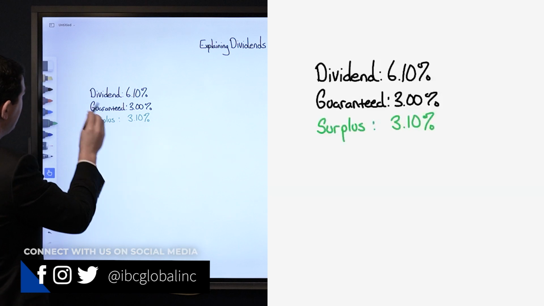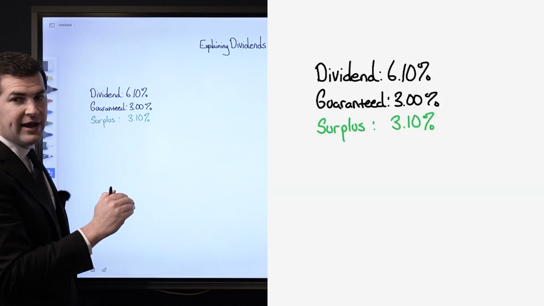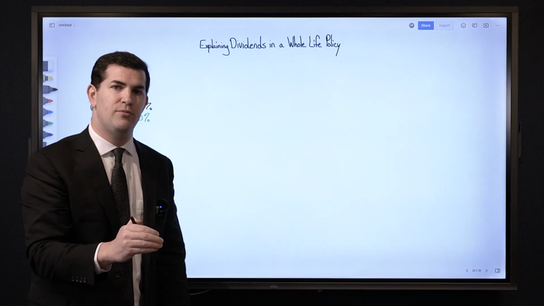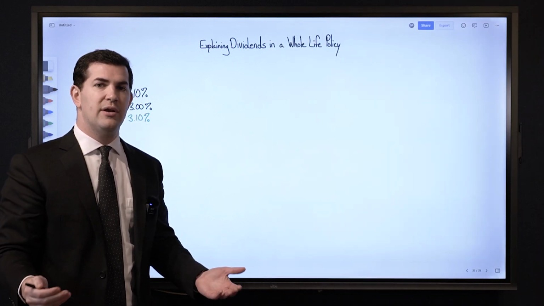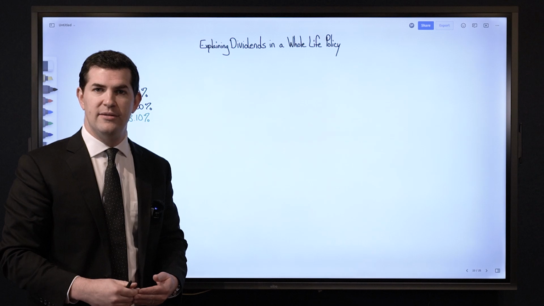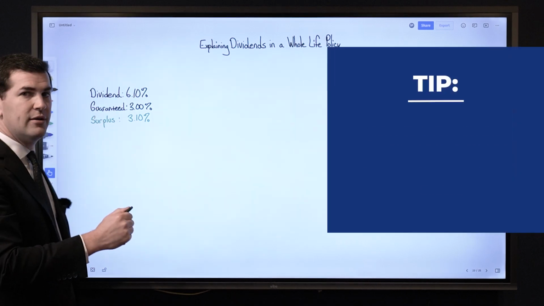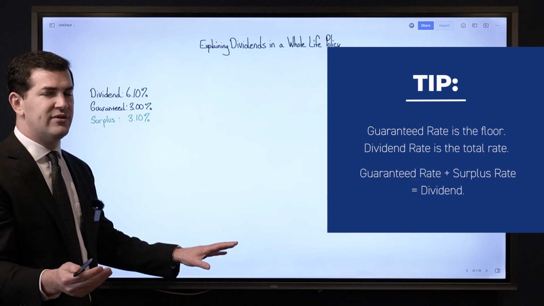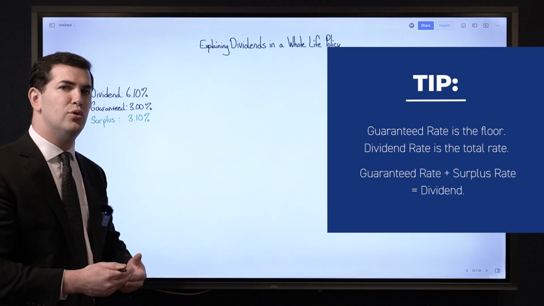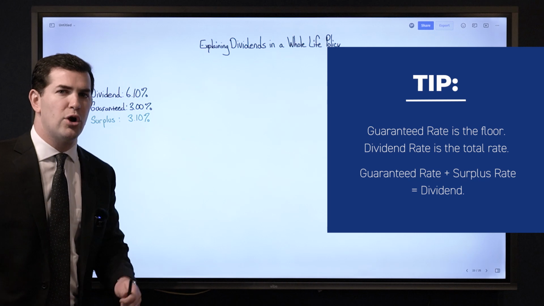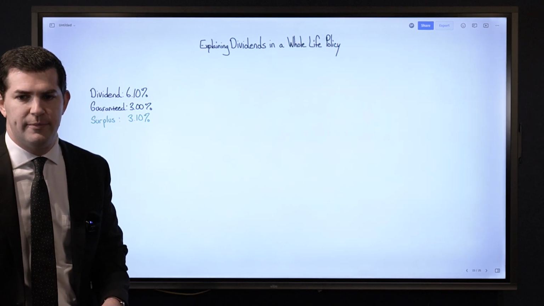Okay. Now, a confusing part about this is that when we look at a life insurance illustration, we'll see a column that says annual dividend. Common sense would tell me that the column that says annual dividend would include the dividend rate. However, that annual dividend column only represents the surplus rate. It does not include the guaranteed rate. And we're going to go through some illustrations and look at that just so we have some visuals as well.